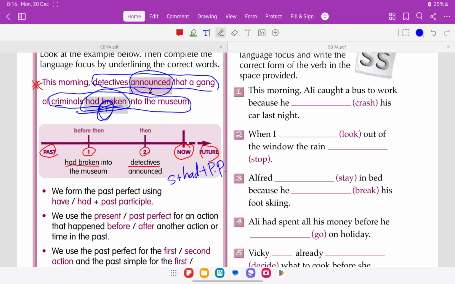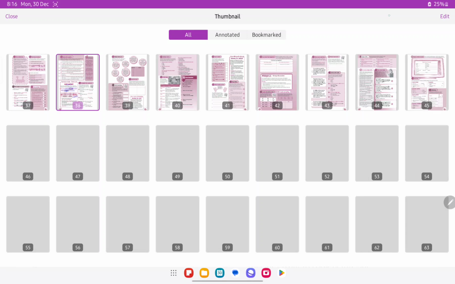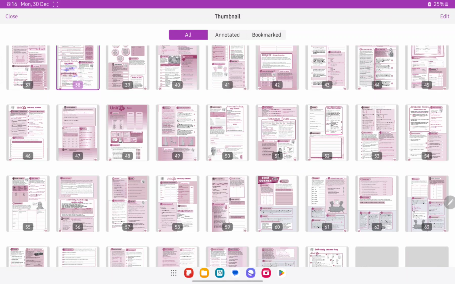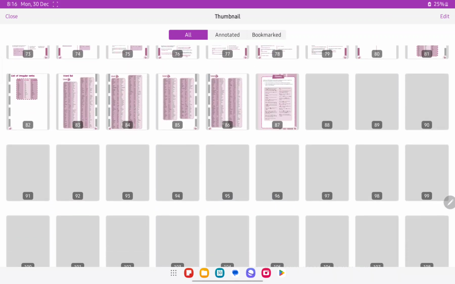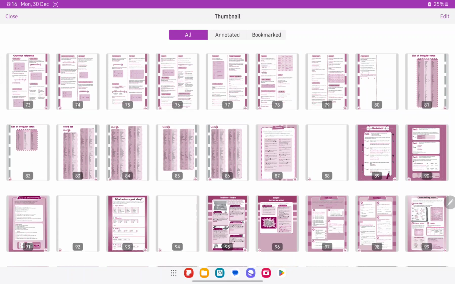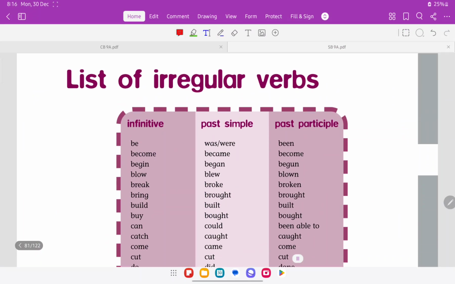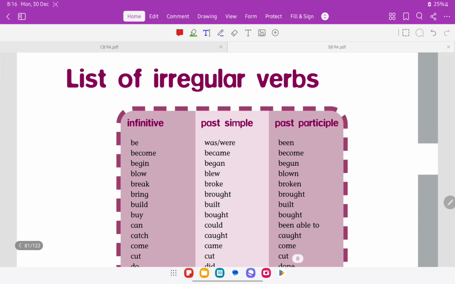We have two types of verbs. We have regular and we have irregular verbs. The regular verbs, they only end in ed. But the irregular verbs, you have to memorize them. If we go back to this page, as I said, see? You have here a list of irregular verbs. What we mean by the past participle?